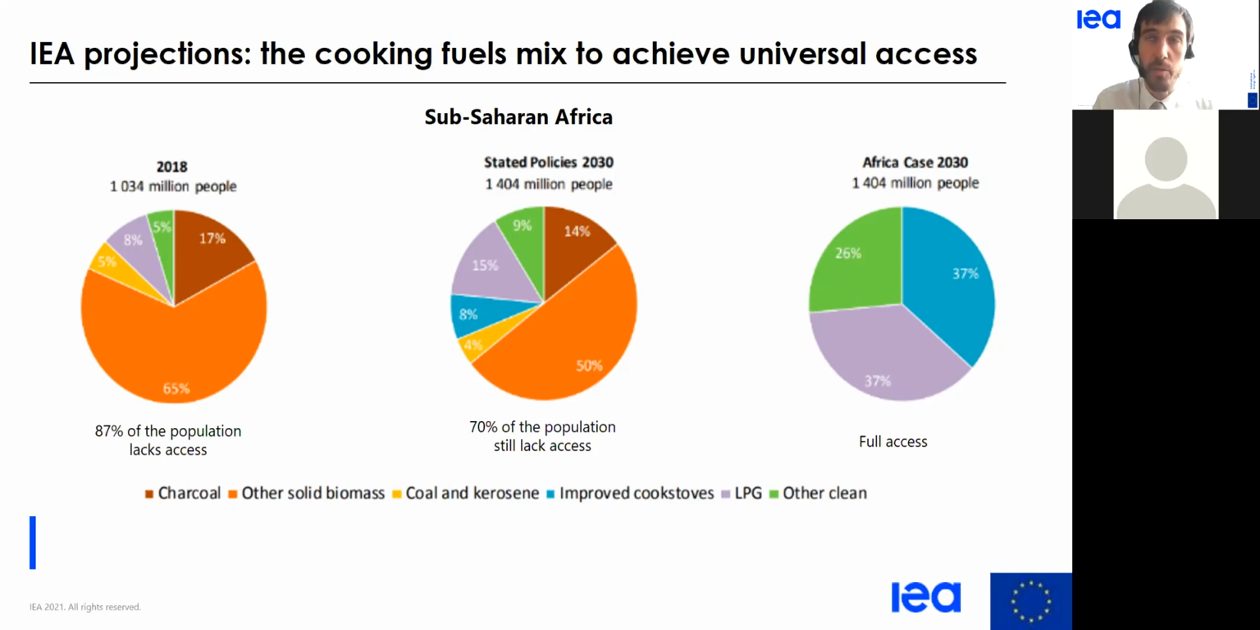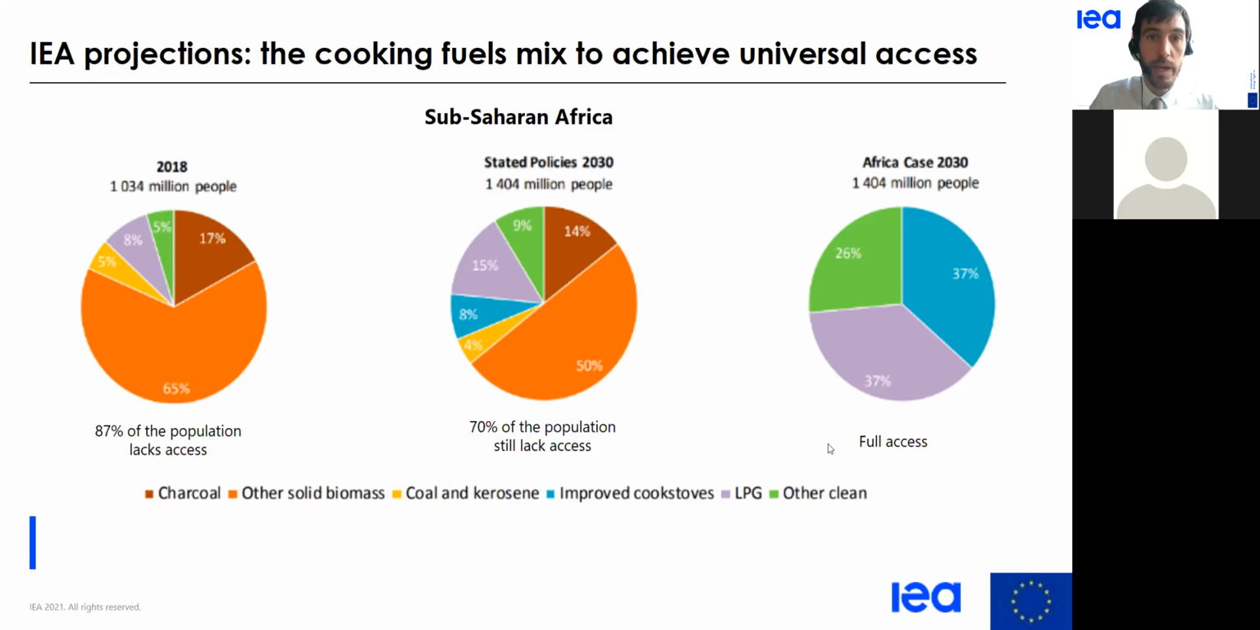So that's an important way, and this is something in our Africa case that we see is needed to reach full access, with more promotional activities from the government to ensure that, especially in rural places, we have a stronger use of improved cook stoves.